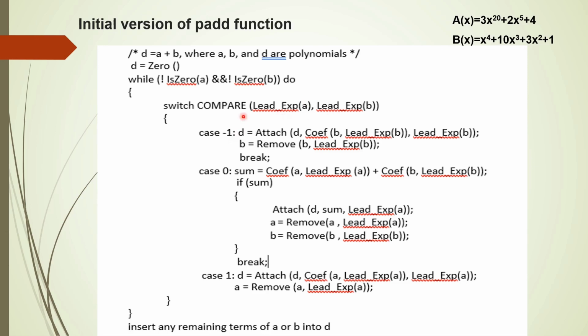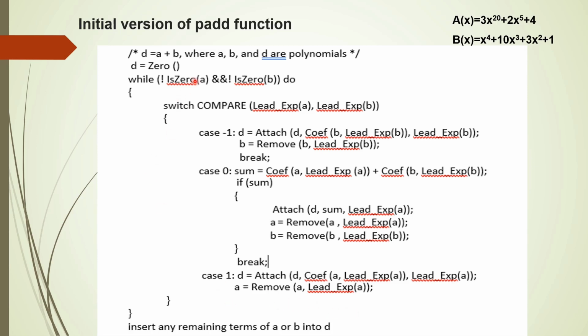So 5 and 4 will be sent to the compare function. Once again, the first value is greater than the second value, so it will return 1. This term will be added to the resultant polynomial, and this term is also removed from polynomial a with this statement. And again it goes back to here, and it will compare.